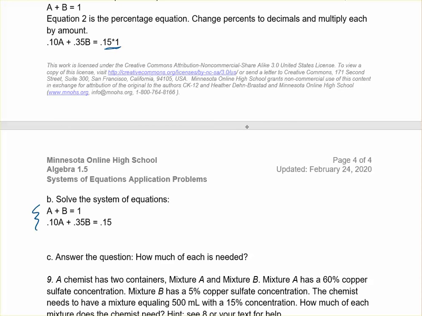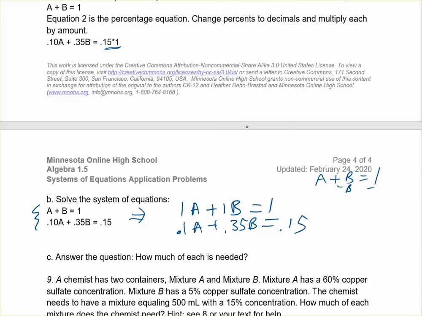Now they look kind of weird, so I'm going to go ahead and for the top one put 1A plus 1B equals 1, so there's some numbers there. And then the bottom one, you can write 0.10 if you prefer, but I'm just going to leave it as 0.1A plus 0.35B equals 0.15. So this one I think I would rather solve with substitution. So I'm going to solve the top equation for A. A plus B equals 1, so if I subtract B, I get A equals 1 minus B, or you could write A equals 1 minus 1B if you like the 1 in front of it.